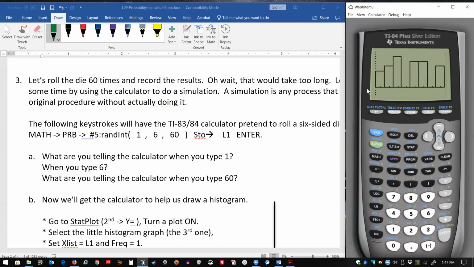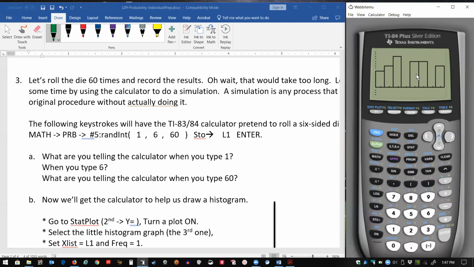But even without that on there, do you see that there's way more than just 6 bars here? Your calculator automatically chooses the scale for that x-axis, chooses your class width for your histogram, which often is not going to be the right one. I want my class width for each of my bars to be 1.